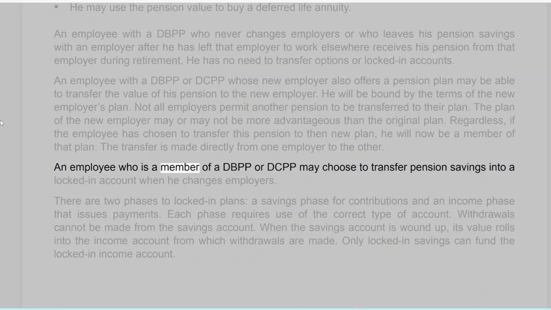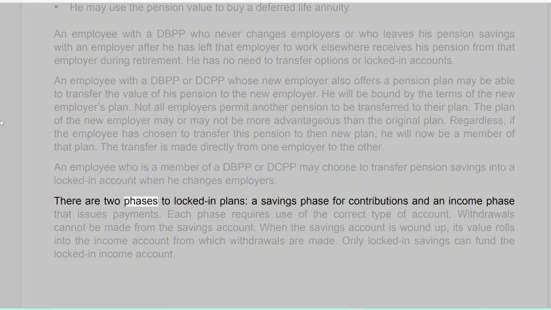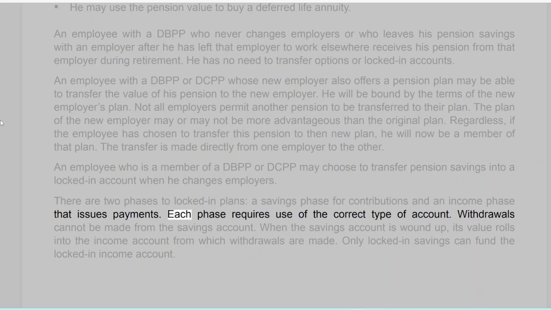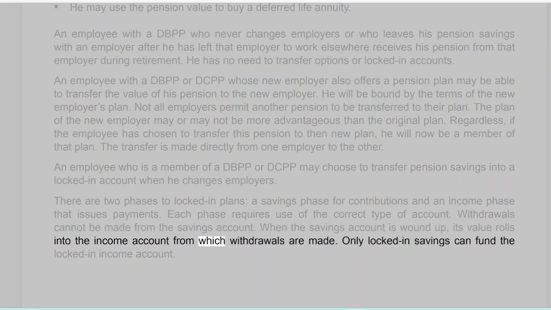An employee who is a member of a DBPP or DCPP may choose to transfer pension savings into a locked-in account when he changes employers. There are two phases to locked-in plans, a savings phase for contributions and an income phase that issues payments. Each phase requires use of the correct type of account. Withdrawals cannot be made from the savings account. When the savings account is wound up, its value rolls into the income account from which withdrawals are made. Only locked-in savings can fund the locked-in income account.